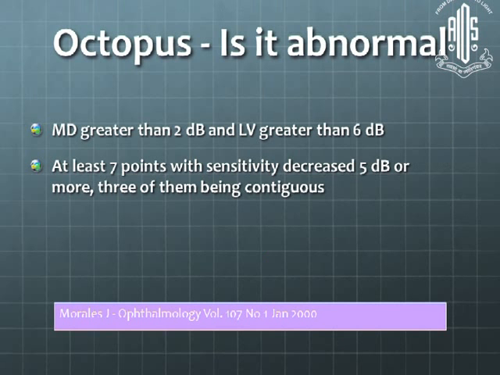For those who use the Octopus, an MD of more than 2 decibels and an LV of more than 6 decibels is abnormal. Similarly, at least 7 points with sensitivity less than 5, with 3 of them being contiguous, is again abnormal in the Octopus visual fields.